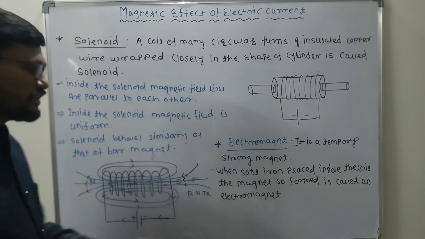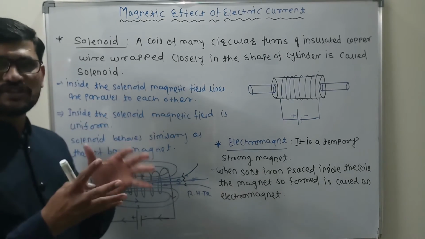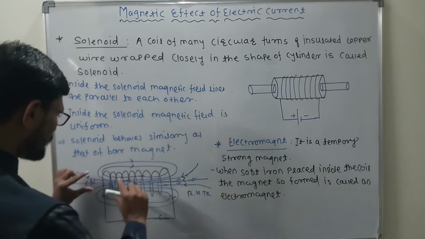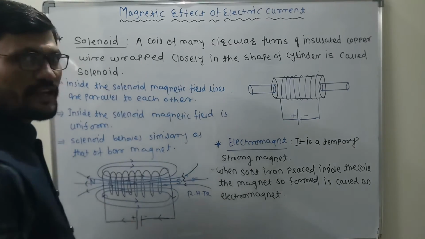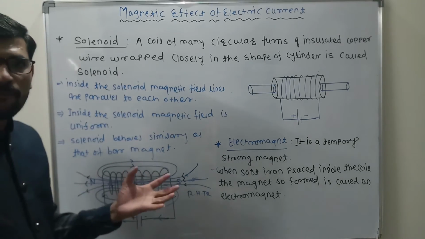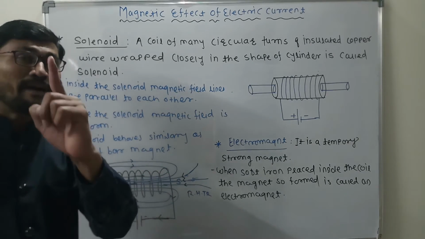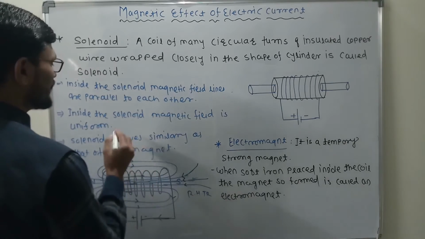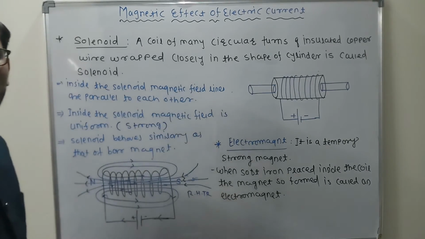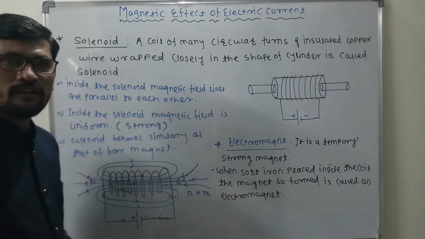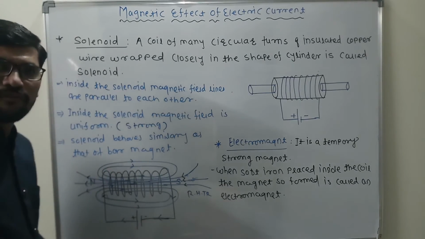And what you observe? Inside the solenoid, the magnetic field lines are parallel to each other. And because of that, the magnetic field is uniform. And remember that when the magnetic field is uniform, then we are getting a very strong magnetic field. Very strong. Clear?